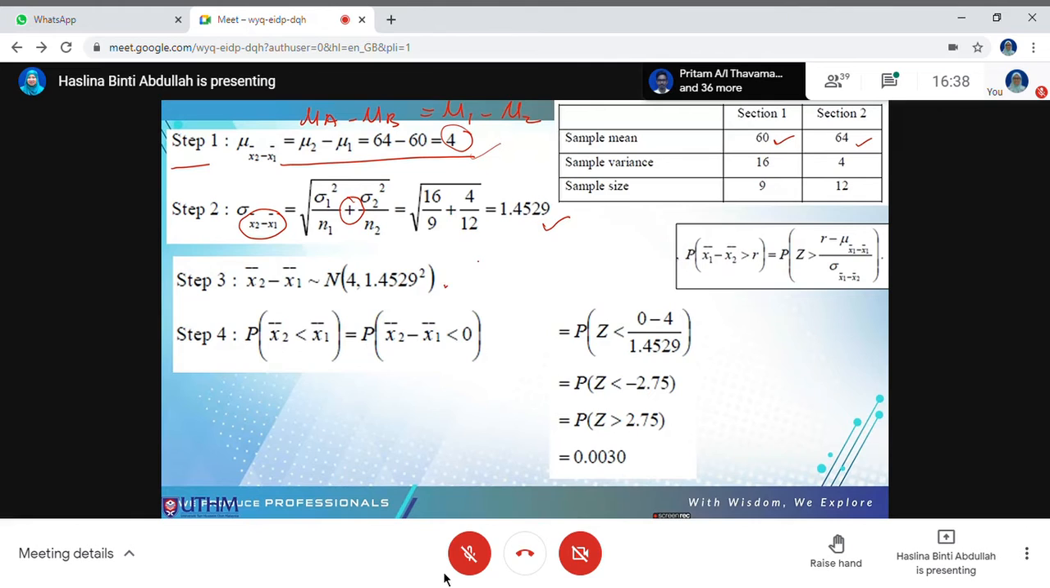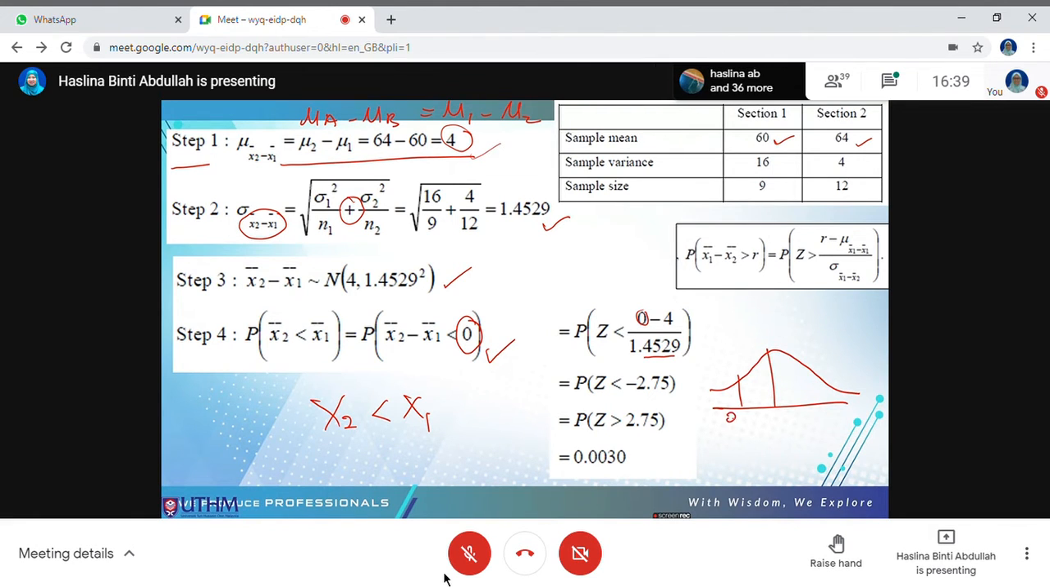Step 3, write the normal distribution. Okay, last step, you need to find the probability for the value R is 0. Why 0? Because earlier x2 is less than x1. So, here R is equal to 0. 0 minus 4 divided by 1.45. So, the value is negative 2.75.